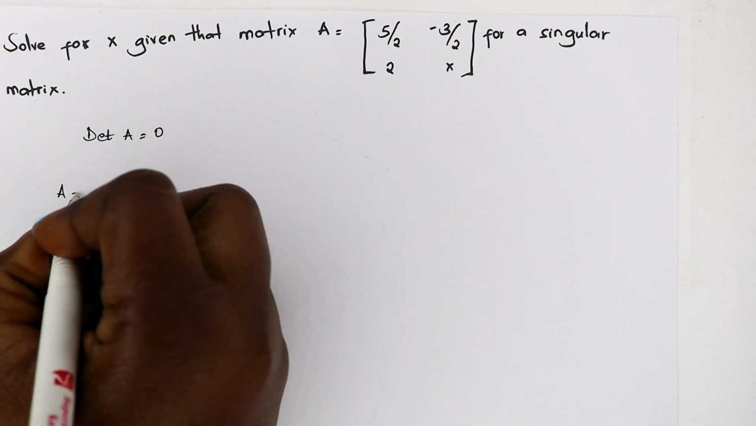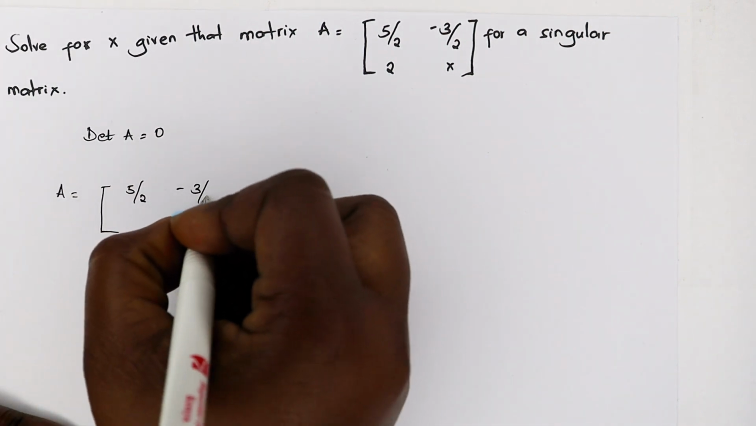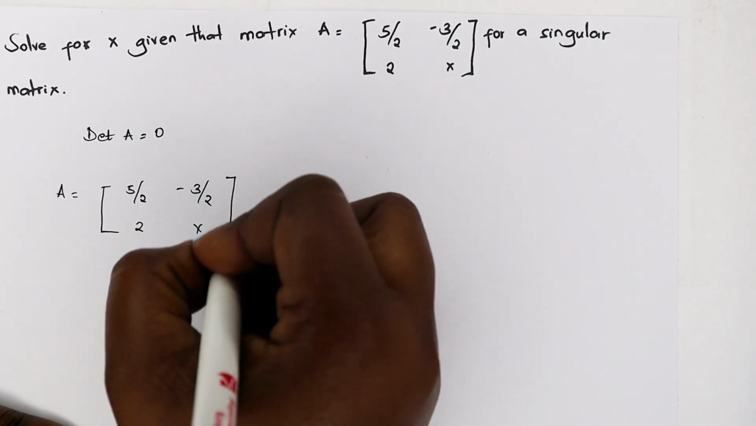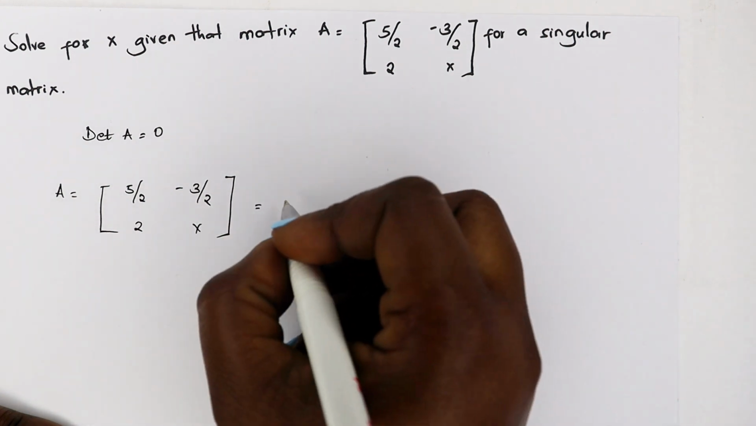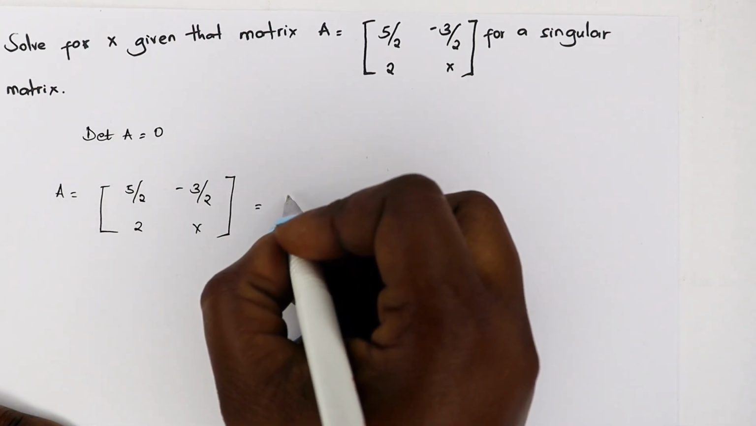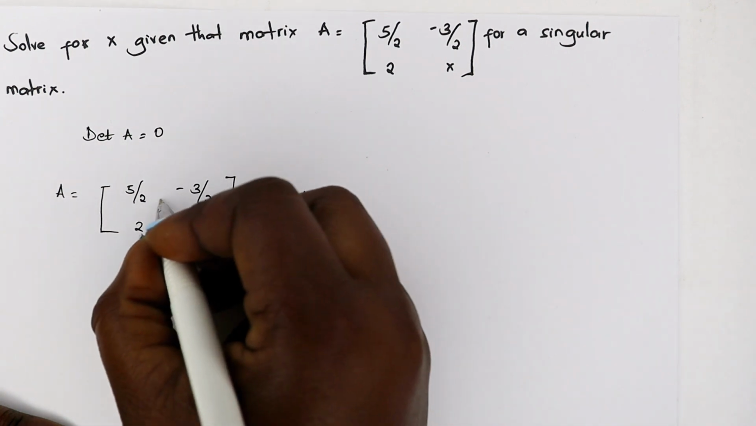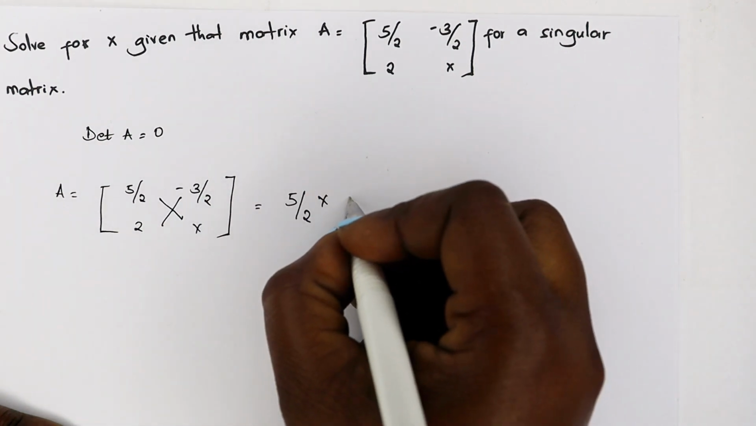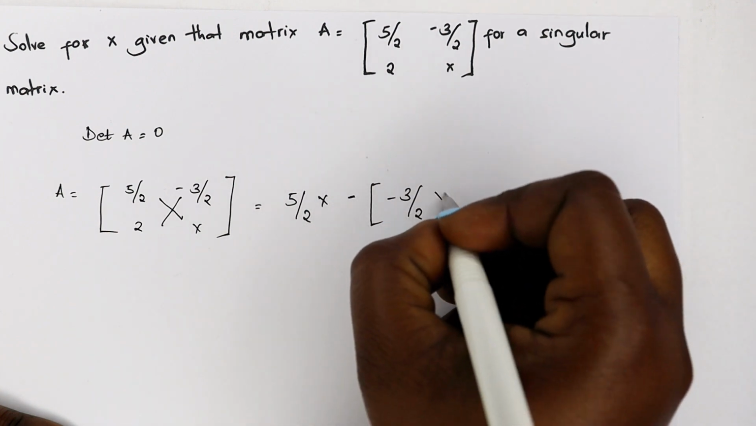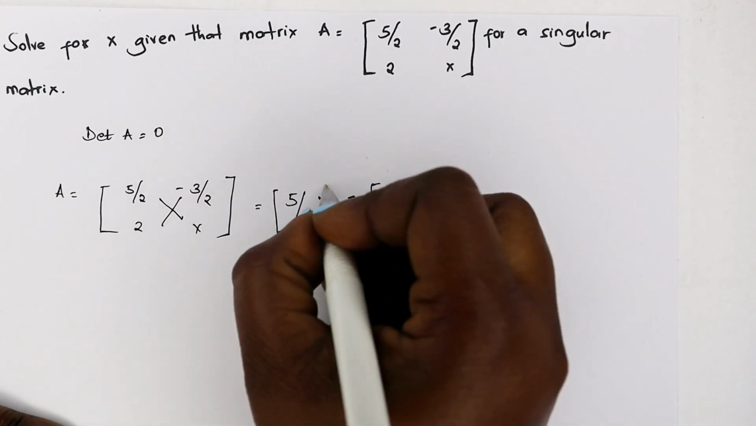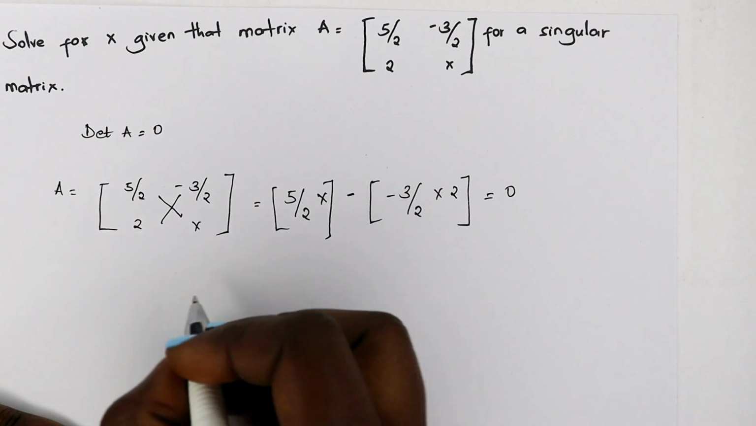So the equation is this: A is equal to [5/2, -3/2; 2, x]. We're going to multiply along the main diagonal and the other diagonal. So it's going to be 5 over 2 times x, minus negative 3 over 2 times 2, to give us the determinant, which is 0.